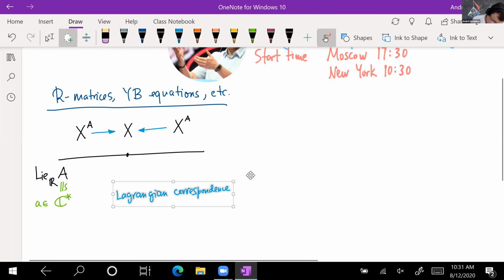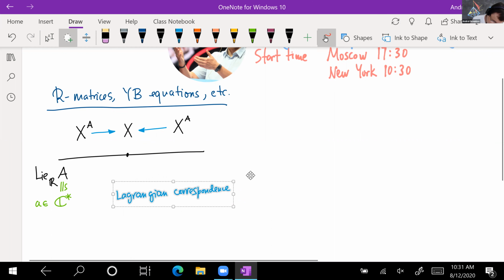And so I remind you, let's just remind the setup. The setup is again the same kind of thing. I have this X, which I think I'm denoting by green today. And here is the fixed locus of some torus. And we want a Lagrangian correspondence.